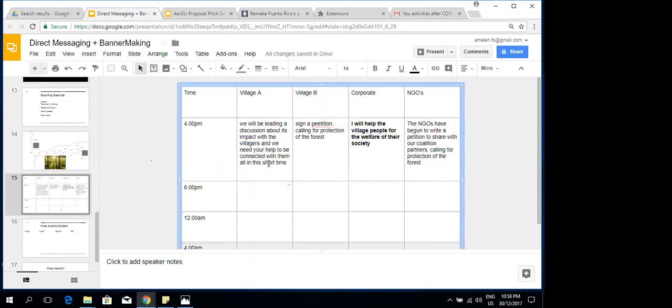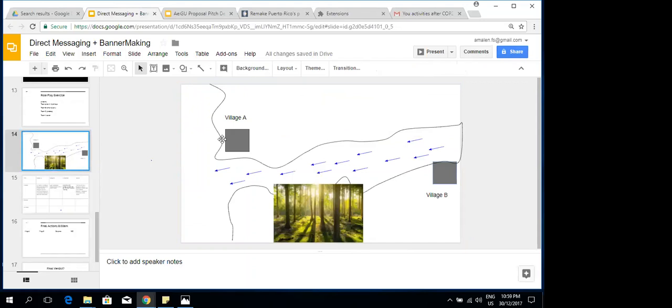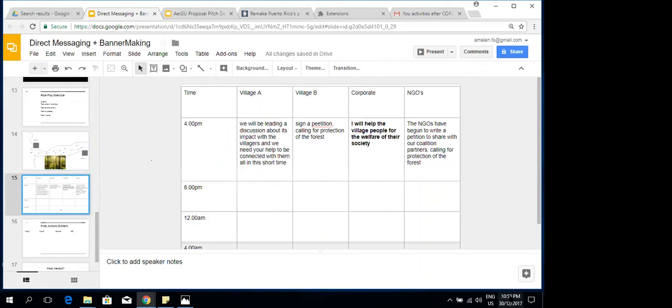Okay. So at 4 p.m., something happened, guys. At 4 p.m., the village leaders of A and the village leaders of B suddenly went missing. They have disappeared. Okay? I'm now going to give you 4 hours, aka 5 minutes, to discuss. You need to continue on because as of 4 p.m., the forest will still be destroyed. Okay? You need to step up your actions. You guys have 5 minutes from now.